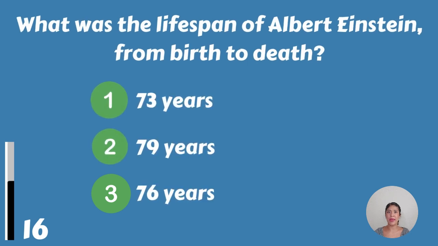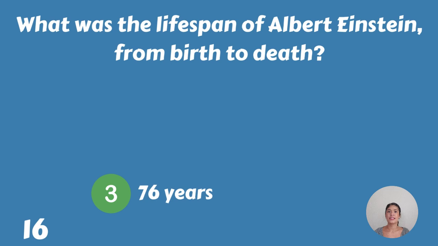What was the lifespan of Albert Einstein from birth to death? 73 years, 79 years, 76 years. 76 years.